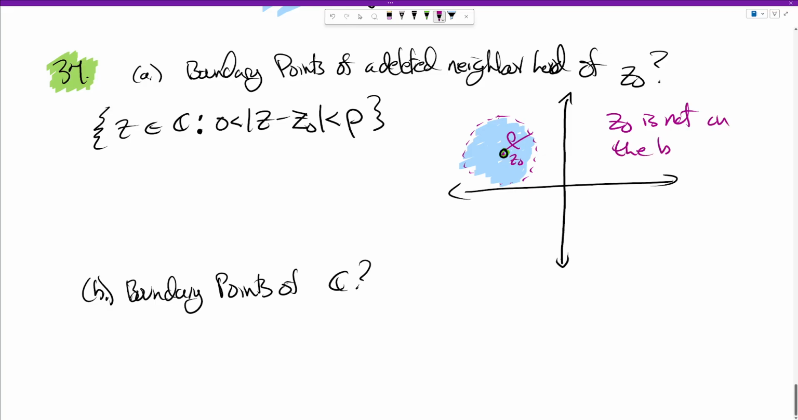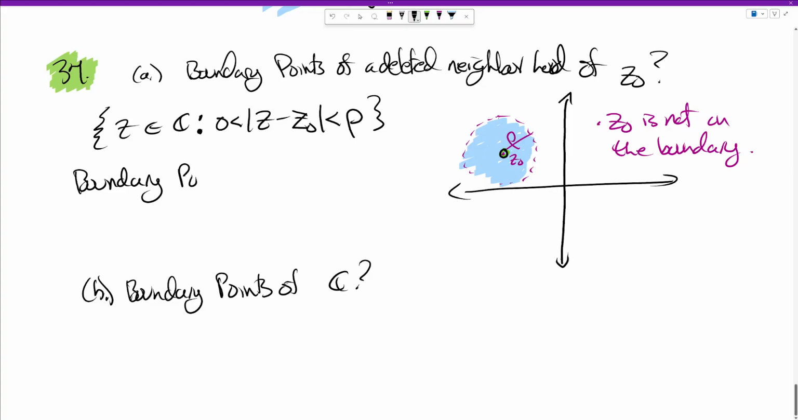And this should make geometric sense. If we've defined boundary correctly, and boundary means what we think it should mean, z naught has no business being on the boundary. It's very much interior to the shape. However, there is a bounding circle. The boundary points, in this case, form a contour, a nice smooth shape.